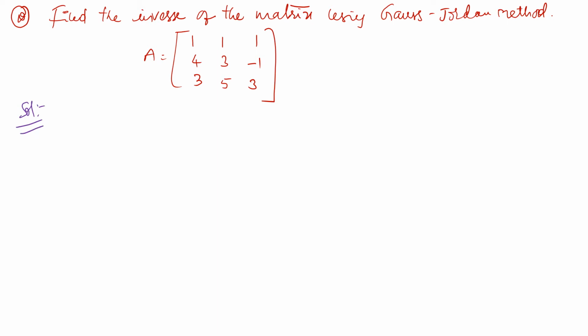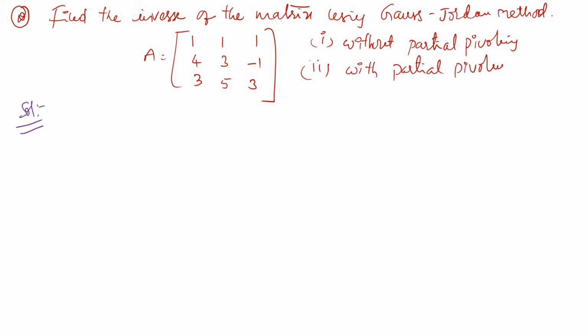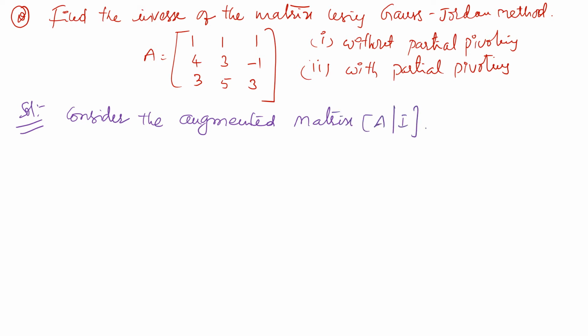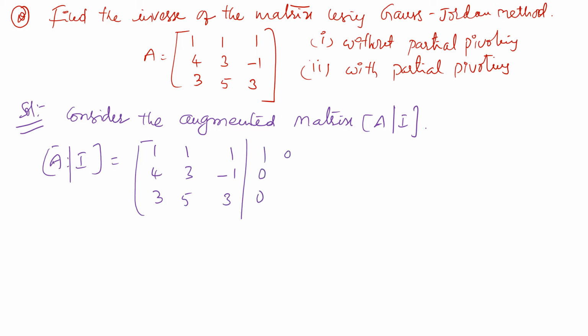Solution. Let me include both the cases: Gauss-Jordan method first without partial pivoting, second with partial pivoting. Okay, now first thing, write the augmented matrix. Matrix A and identity matrix written side by side: 1 1 1, 4 3 negative 1, 3 5 3, and the identity matrix of 3 by 3, 1 0 0, 0 1 0, 0 0 1.